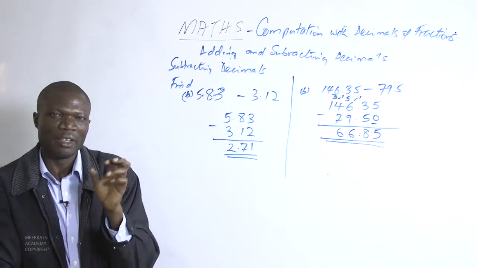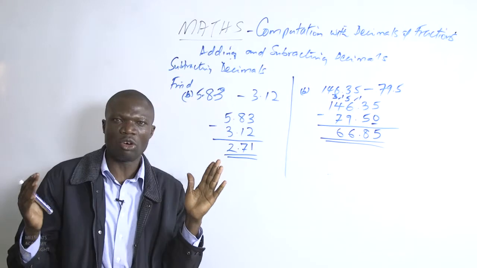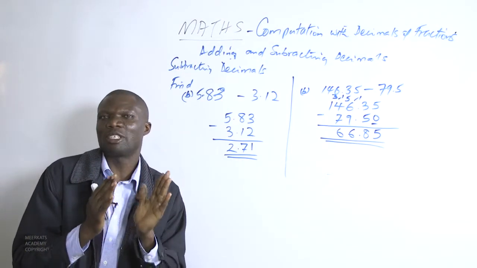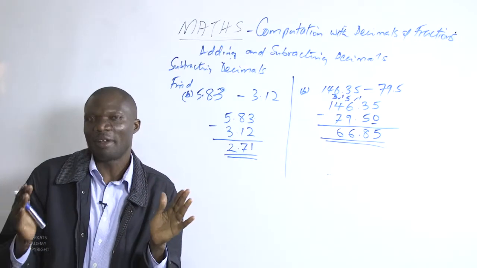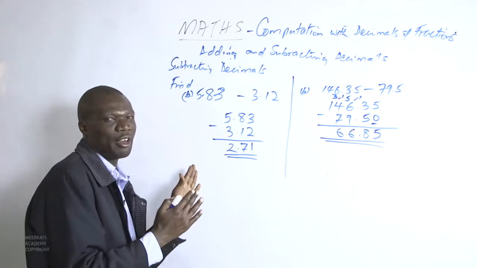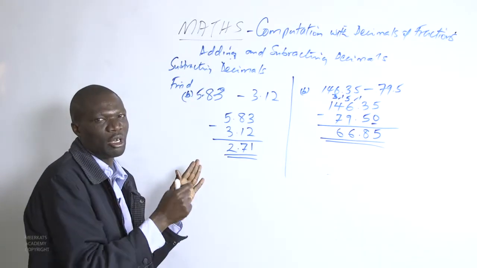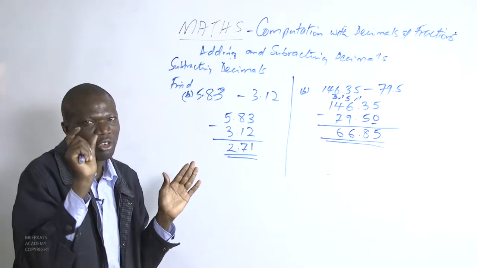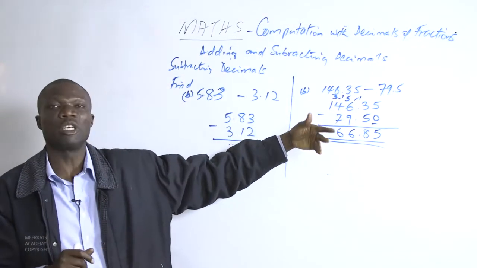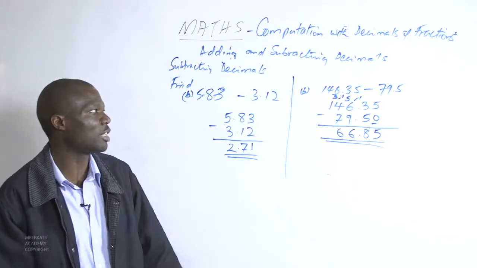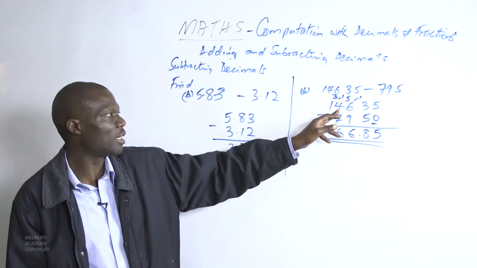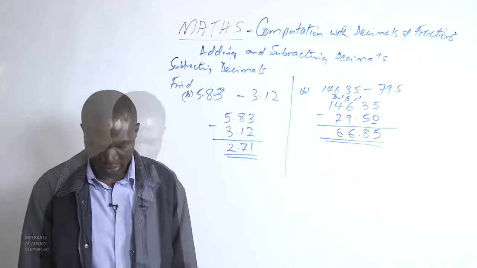Just the way we were handling whole numbers, if you have a smaller digit subtracting a larger digit, it is not always possible. So we normally look at the next column on the left so that we borrow one digit which carries a value of 10, and when we bring it to the other one, it will now be easier for us to carry out the subtraction, and it has affected this column of tenths, the ones, and the hundreds.